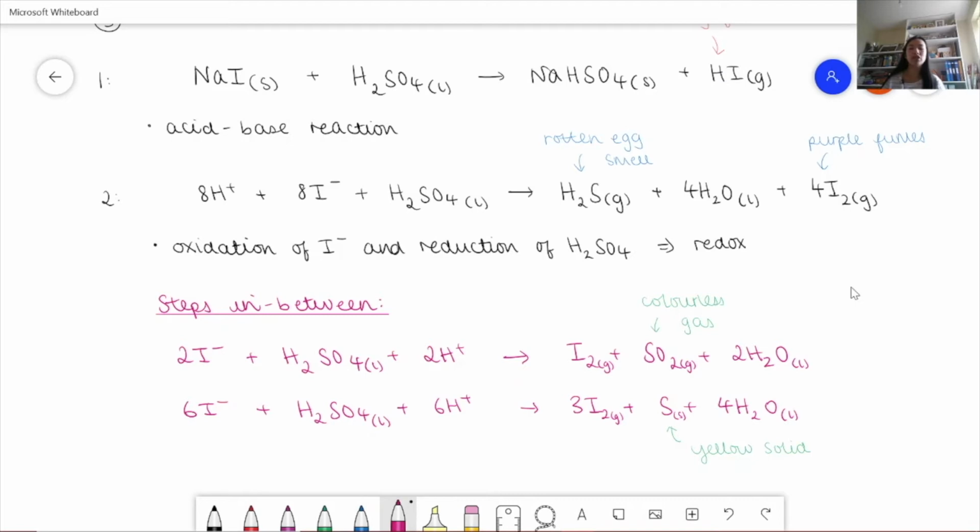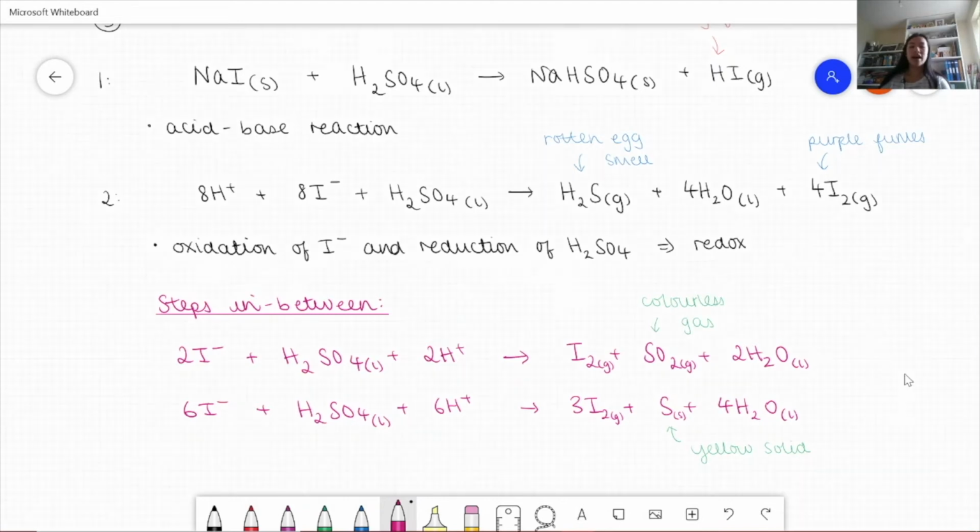And so it's really important to remember all of these equations and all the distinctive things that they produce, because you'll definitely be asked about it. The reason we can tell why all of these extra things are produced is because of the reducing power of the iodide. If we look at the oxidation numbers of sulfuric acid, hydrogen sulfide, sulfur dioxide, and sulfur, then we'll be able to see the oxidation number decreases.